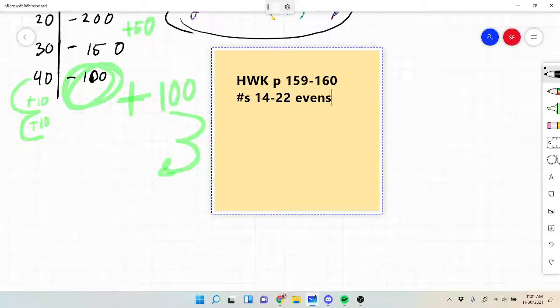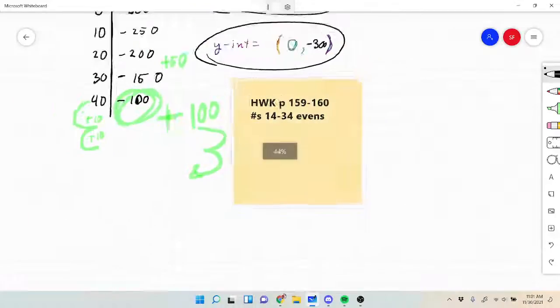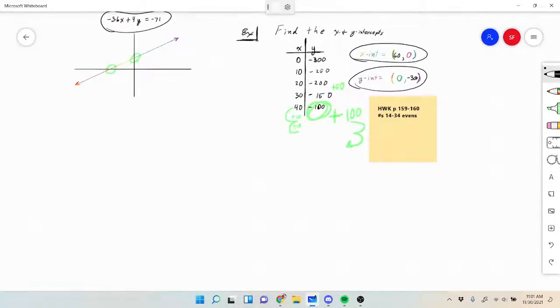Well, we're going to do 14 through 34 evens. Still not a ridiculous amount, kiddos. Calm down. All right, let's look at another thing here. Same lesson? Still the same lesson.